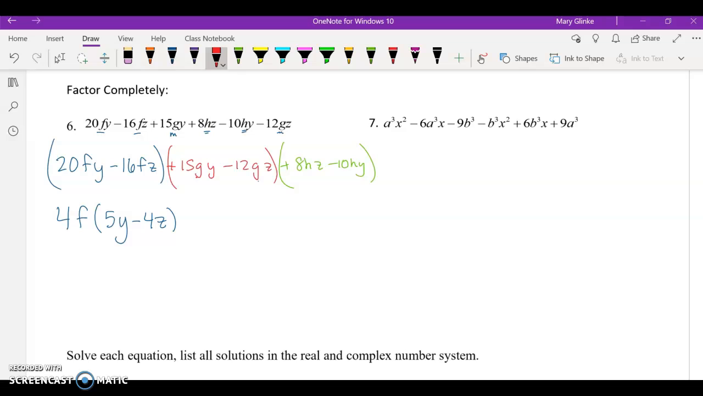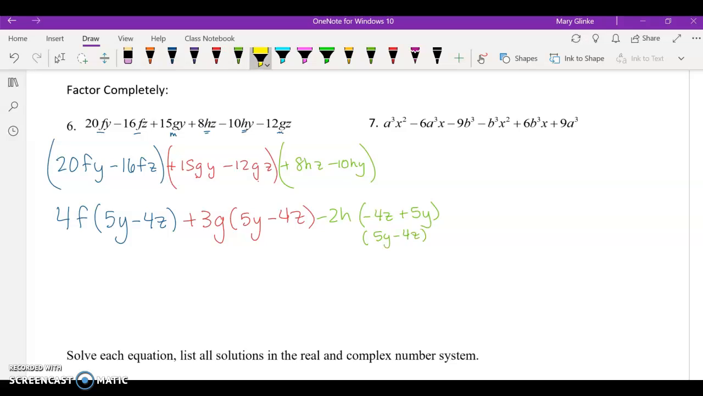My green ones here have a G in common and a 3. And I would be left with 5Y minus 4Z. My next two have an H in common and a 2. As I'm dividing this one, I notice I'm getting 4Z minus 5Y. Well, wait a second, that's similar to what I'm getting in my other ones, but it has to be identical. So I'm going to factor out a negative 2H. That's going to flip my signs to a negative 4Z and a positive 5Y left behind. Now, if I rewrite this in a different order, it is the same as everything else.